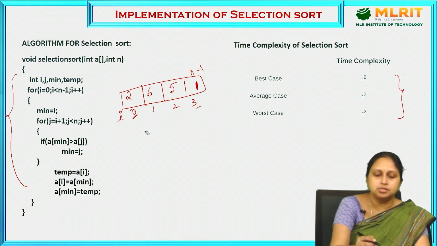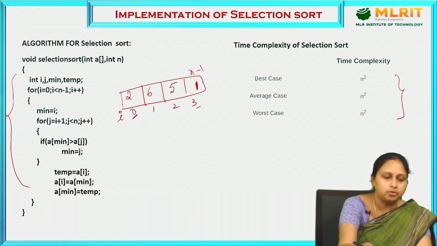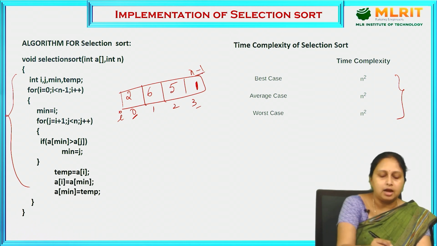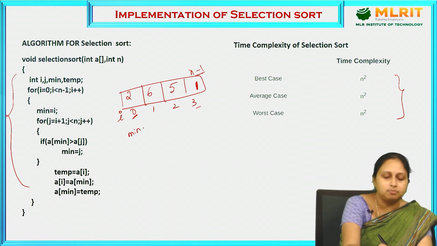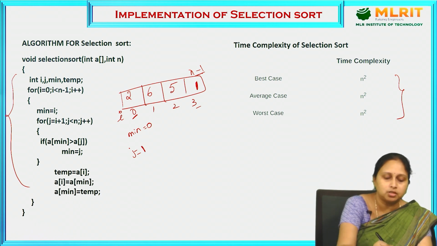Consider this is an array where you have I equal to 0, and I less than n minus 1 means this is the range you are going to have. And the min value is I. Min value is I, which is nothing but 0. Now j starts from I plus 1. I is 0, so 0 plus 1 is 1.